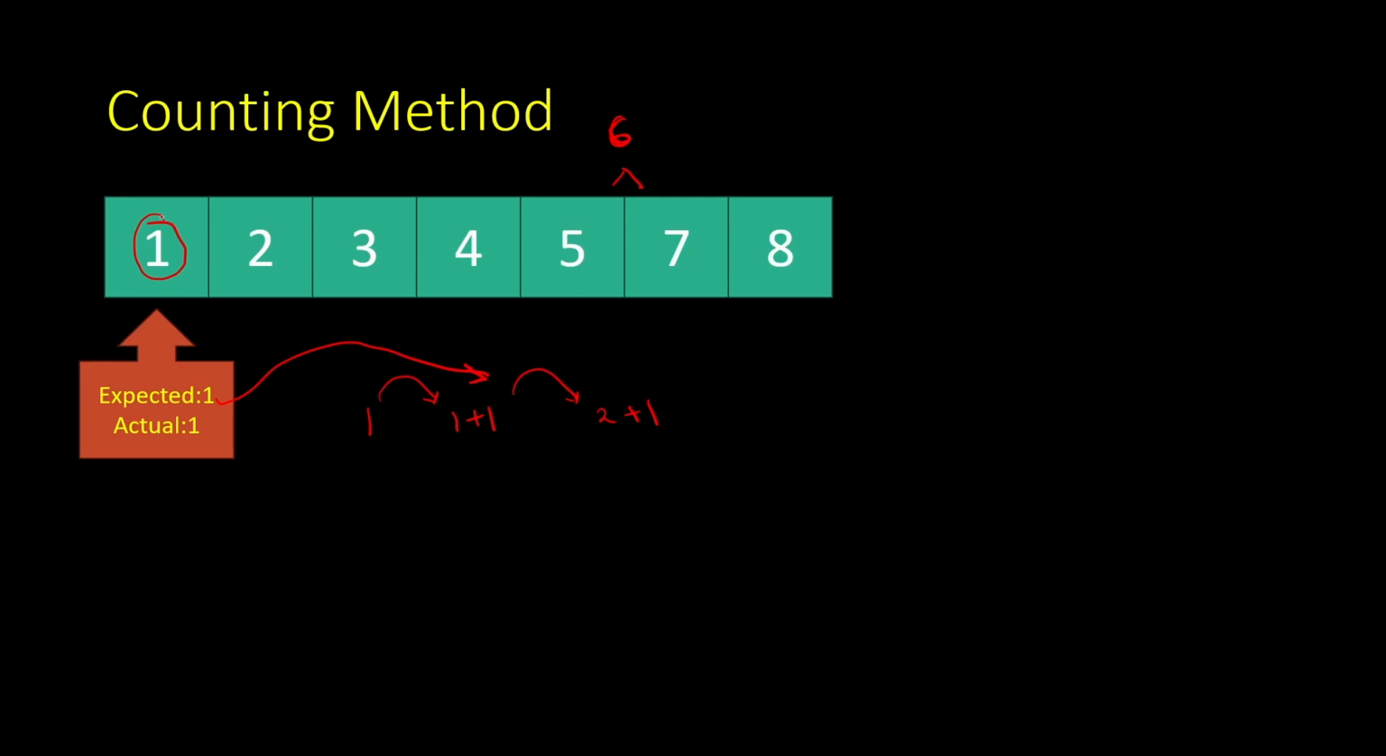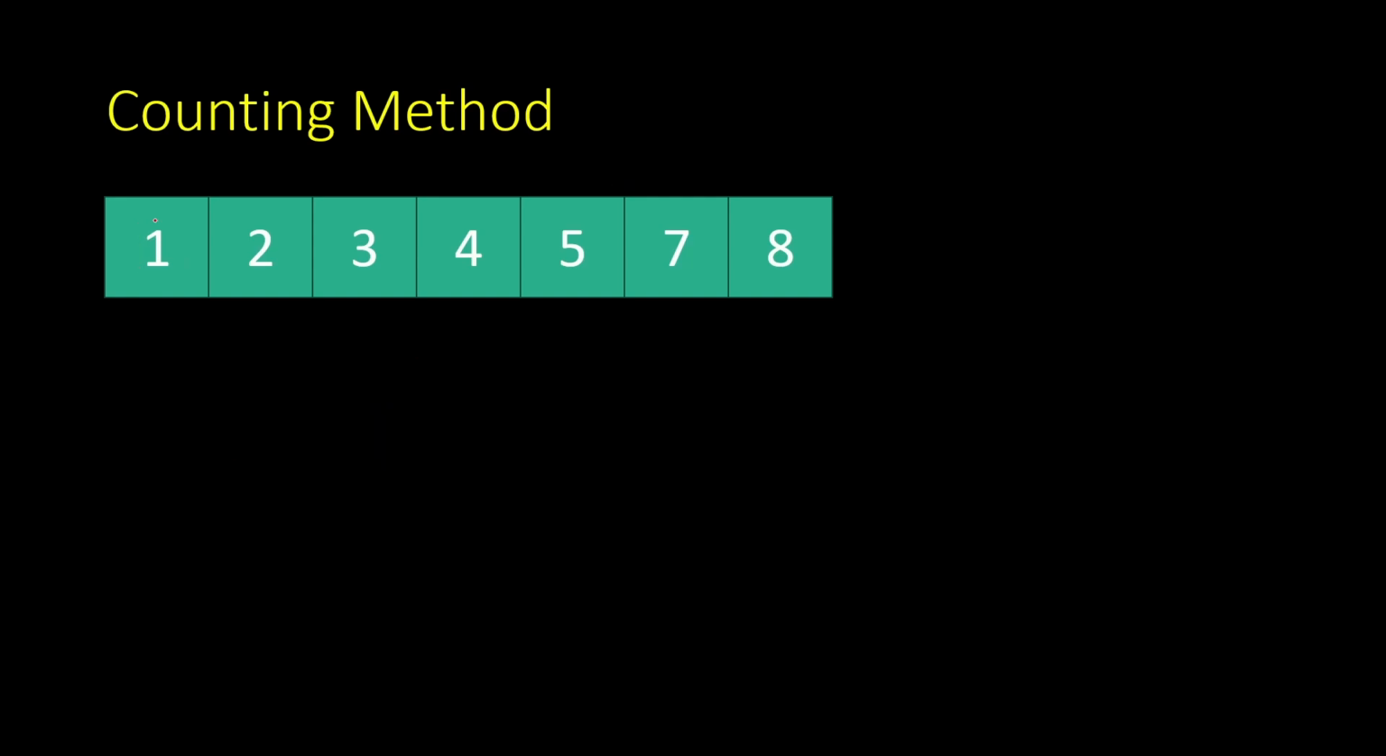So what we are expecting at the first place is 1. What is actually present? It's 1, right? So obviously we are happy. Next, we are going to loop through the next element. Expected is 2, but actual is also 2. Next, expected is 3, actual is 3. Same case with 4, same case with 5.